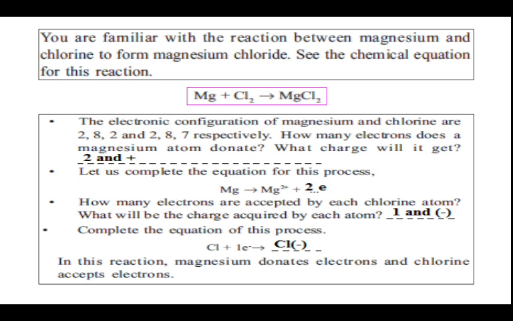How many electrons are accepted by each chlorine atom? It is 1. And what will be the charge acquired by each atom? It is a negative charge. Then complete the equation for this process. It is Cl plus 1 electron giving Cl minus. In this reaction, magnesium donates electrons and chlorine accepts electrons.